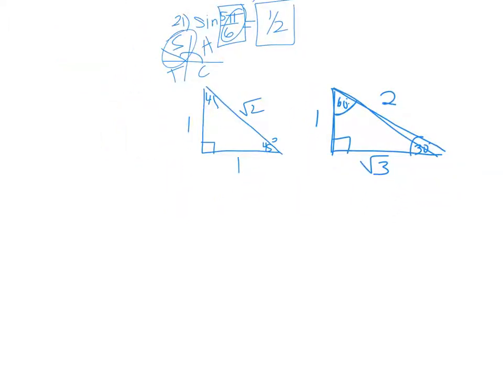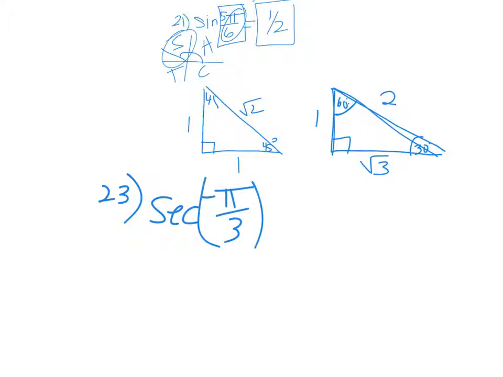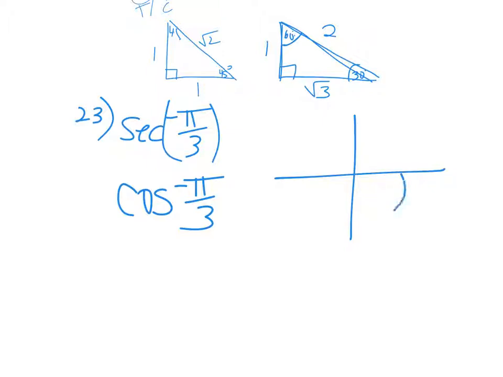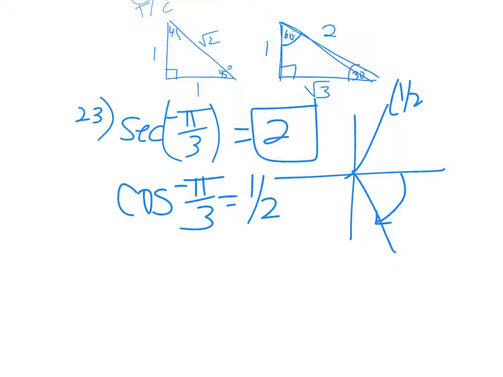Okay, and then 23. Let's do secant of negative pi over 3. When I'm evaluating this, I'm not thinking secant. I hate secant. No offense, secant. I'm thinking cosine of negative pi over 3, and then I'm just going to take my answer and flip it. So I'm in quadrant 4, and I go down here to negative pi over 3. I know that that has a cosine value of 1/2, and it's positive because we're in quadrant 4. So the cosine of negative pi over 3 is 1/2, which would make the secant equal to 2.